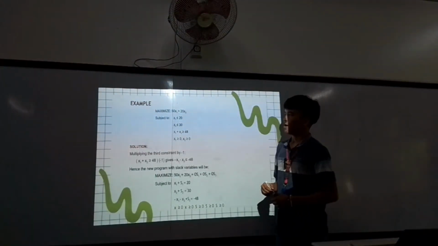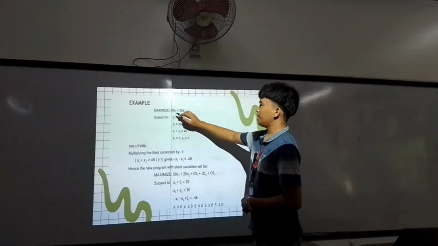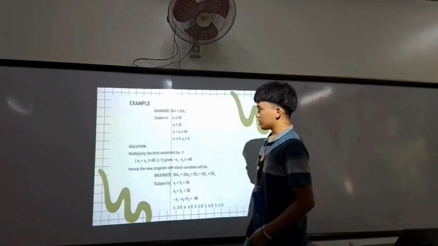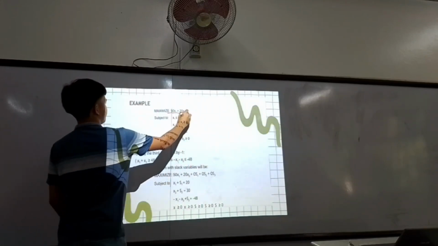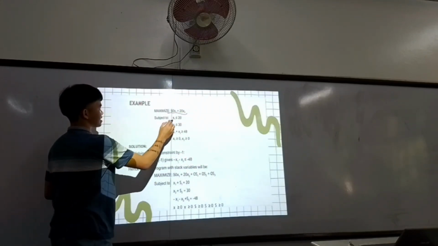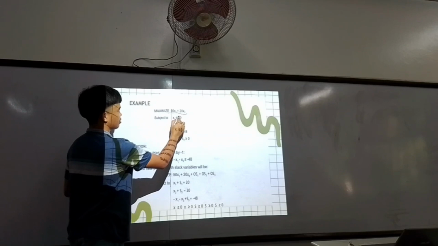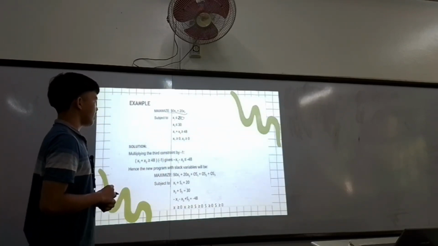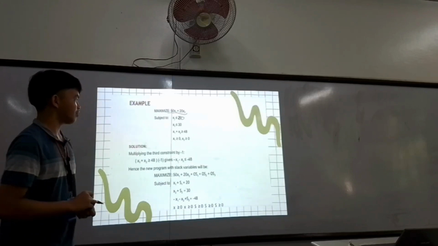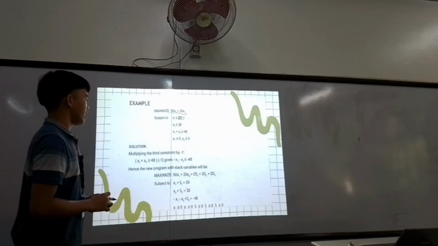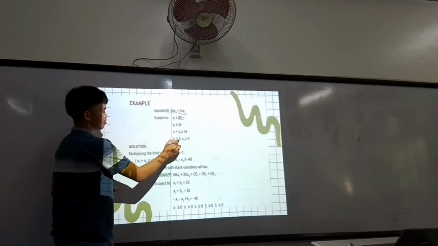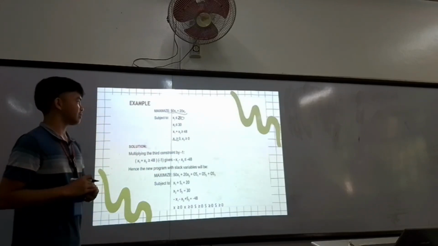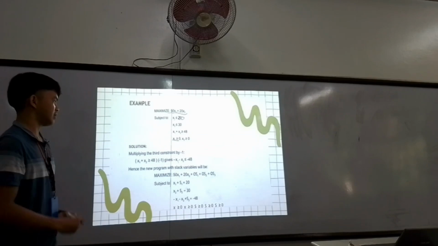So for example, we have to maximize 50x sub 1 plus 20x sub 2. This maximization problem is subject to x sub 1 less than 20 and x sub 2 less than 30 and x sub 1 plus x sub 2 greater than 48. And the two slack variables are x sub 1 greater than 0 and x sub 2 greater than 0.